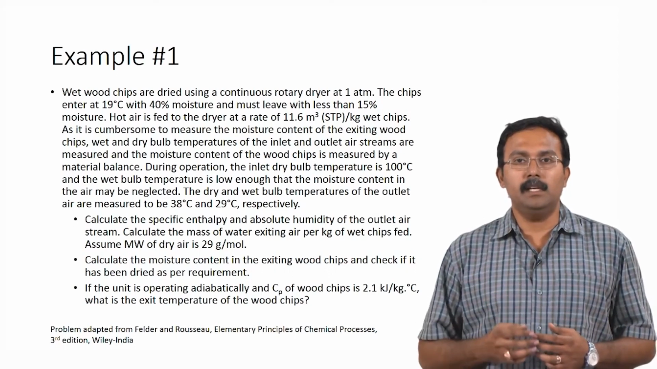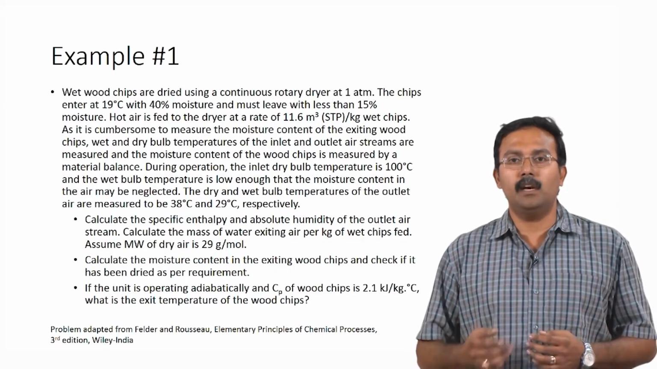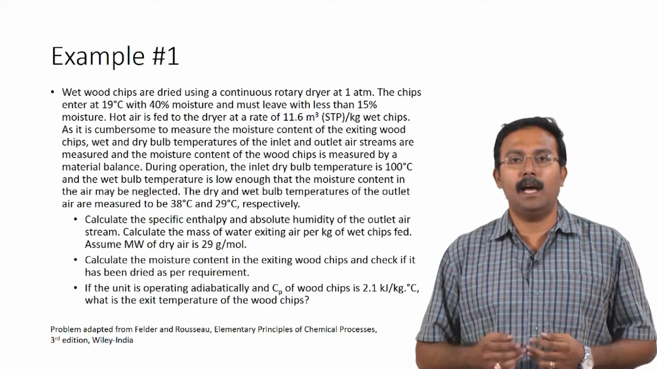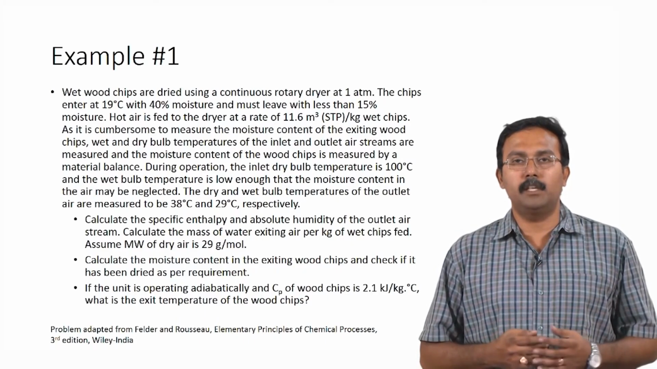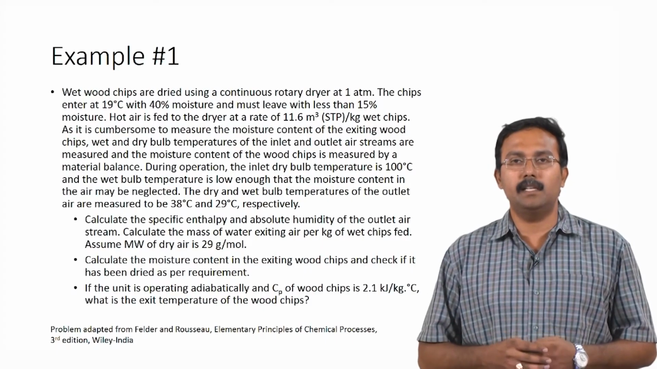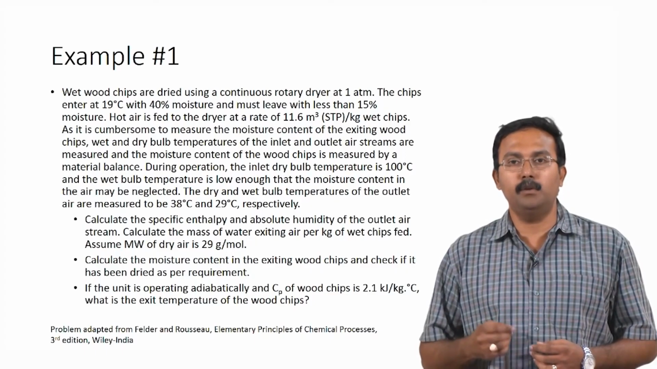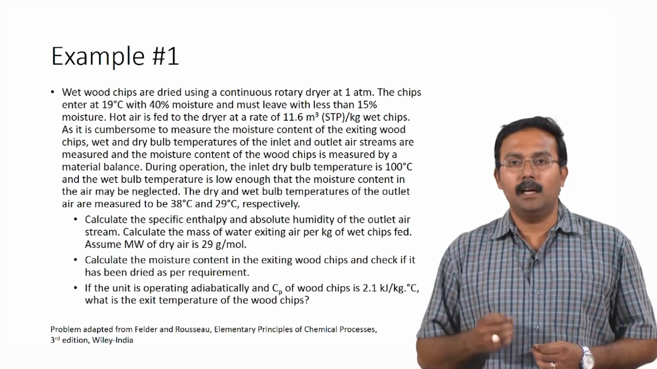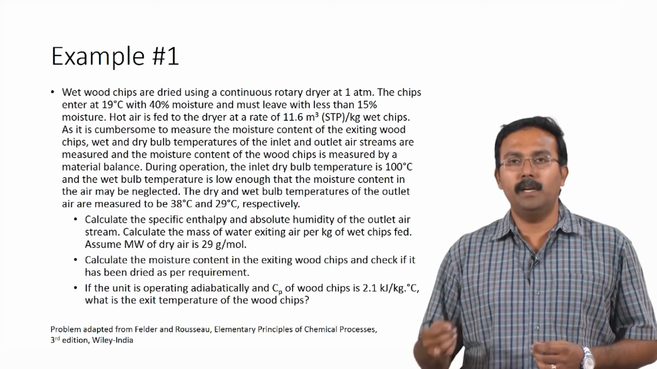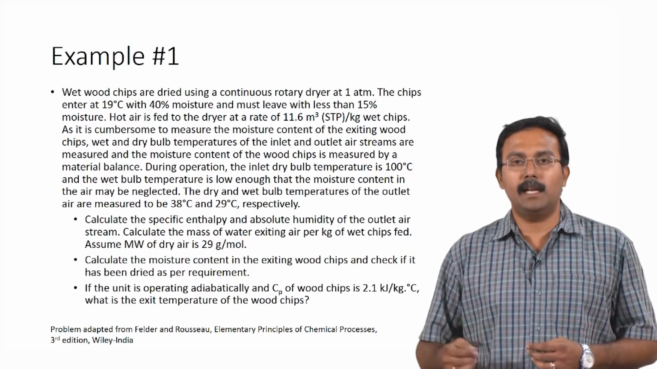During operation, the inlet dry bulb temperature is 100 degrees Celsius and the wet bulb temperature is low enough that the moisture content in the air inlet may be neglected. The dry and the wet bulb temperatures of the outlet air are measured to be 38 degrees Celsius and 29 degrees Celsius respectively. You are asked to calculate the specific enthalpy and absolute humidity of the outlet air stream. You are also asked to calculate the mass of water exiting with air per kilogram of wet chips fed. You can assume that molecular weight of dry air is 29 grams per mole.